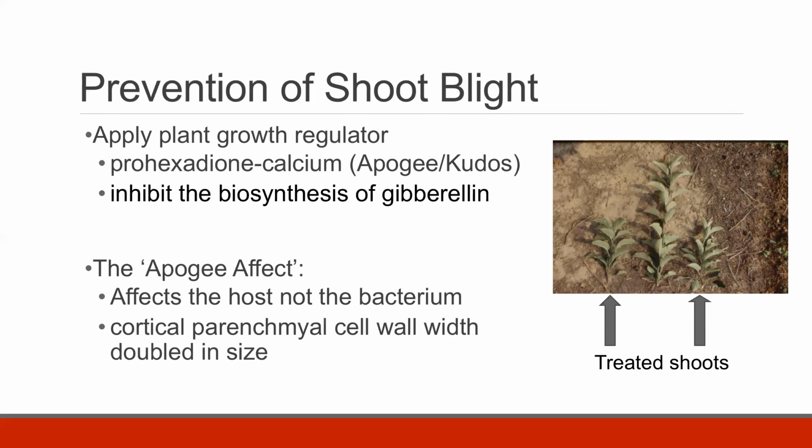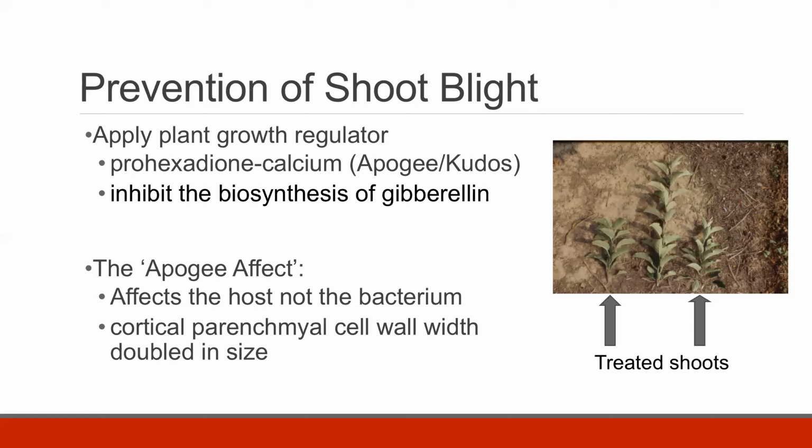So Apogee, what it does is it inhibits gibberellin biosynthesis. And what this does then is it reduces the stimulation of stem elongation if it's applied to the trees after flowering. And additional studies have also shown that the growth regulator had no direct effect on the bacterium.